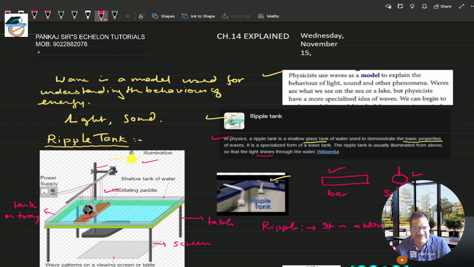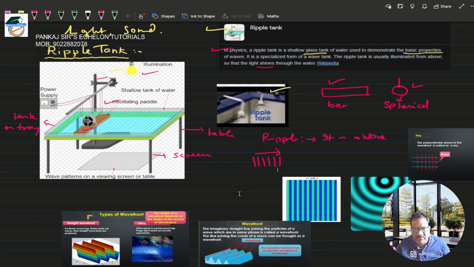So ripple is nothing but a wave. And on the screen below, because of this lamp, you will be able to see certain ripples. These ripples will be moving from left to right. It will be bands of alternate dark and light bands, which will be moving from left to the right direction. To be precise, let me show you a ripple over here. Now this is the diagram of a ripple. This kind of ripple you will be seeing over here on the screen.